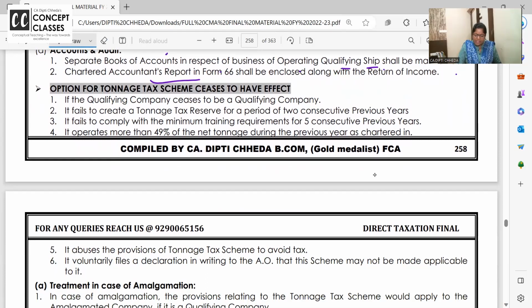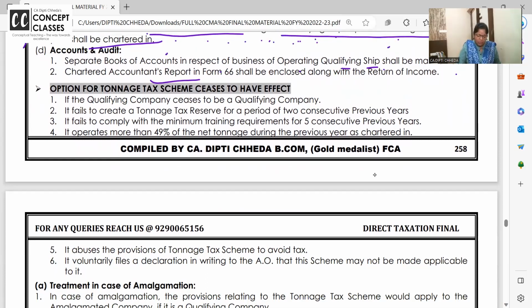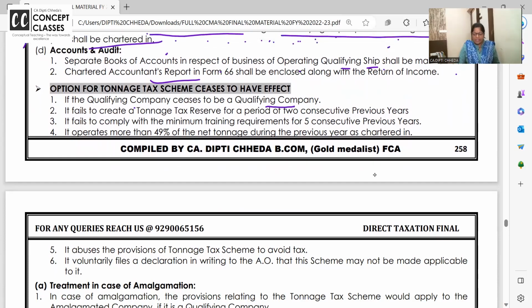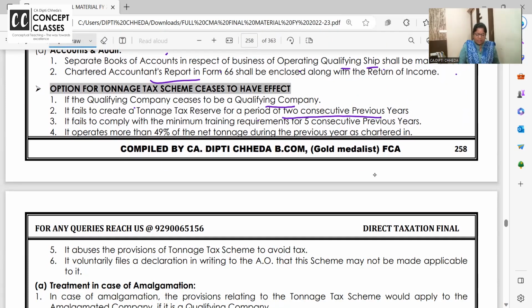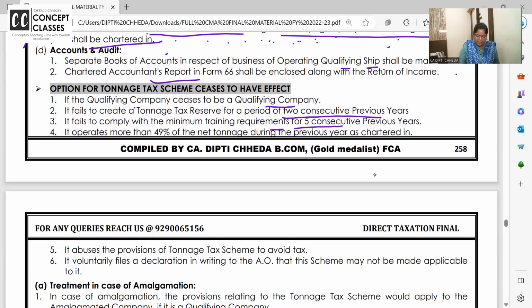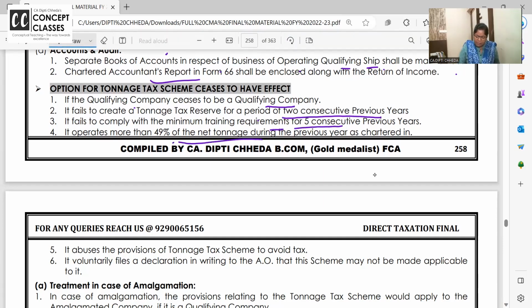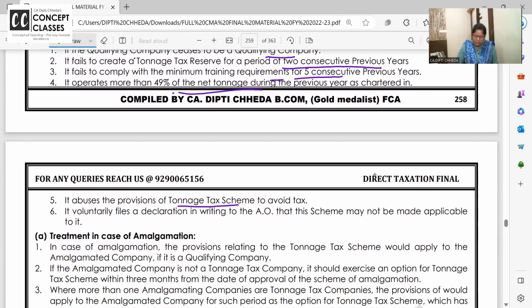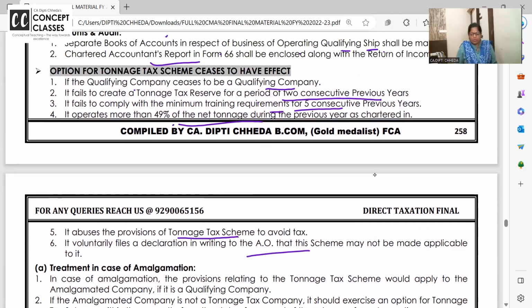If the option for the tonnage tax scheme ceases to have effect, then maintain your routine books. If the qualifying company ceases to be a qualifying company, तो tonnage tax नहीं लगेगा. It fails to create the tonnage tax reserve for 2 consecutive years, or it failed to comply with the requirement, or it operates more than 45% as a chartered in, rent पे ले रहे हैं, or it abuses the provisions of the tonnage tax scheme, or it voluntarily declares. So if you don't want to go for the tonnage tax scheme, you are out of it. Once you are out of it, you can't opt in for the next 10 years.